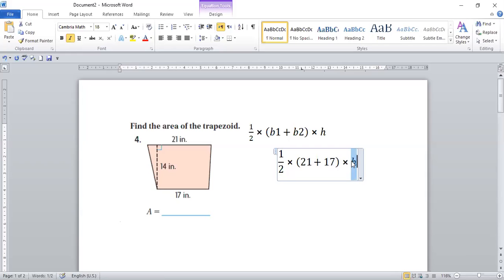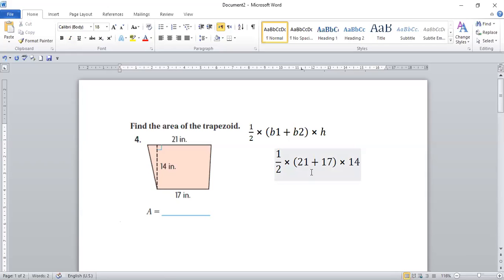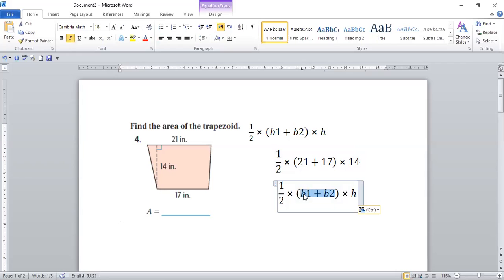So first, what are you going to do? All we have to do is always solve this bracket first, right? So once you solve 21 plus 17, how much is 21 plus 17? 21 plus 17 is going to give you 38. And then it is up to you what you want to do, whether you want to find half of 38 or half of 14, whichever way you want to find. There is no issue at all.